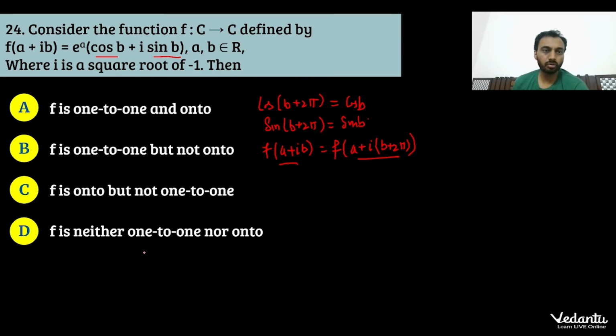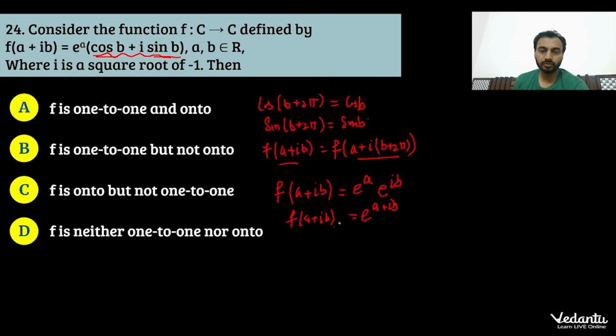Now let's check for onto. So for onto function, if we see f of a plus iota b is equal to e raised to power a, and the second term is cos b plus iota sin b, which is basically e raised to power iota b. So it is e raised to power a plus iota b, right?